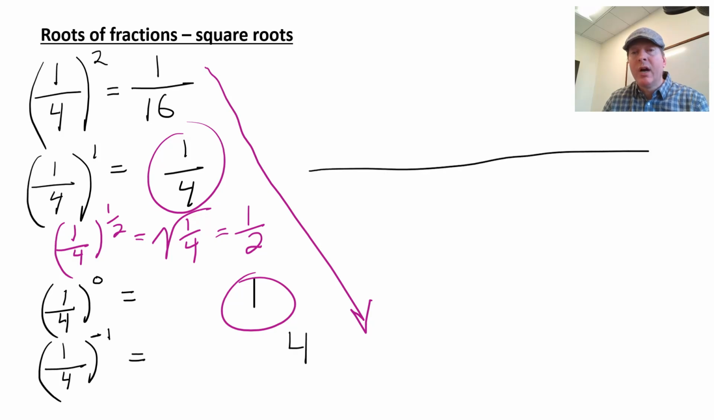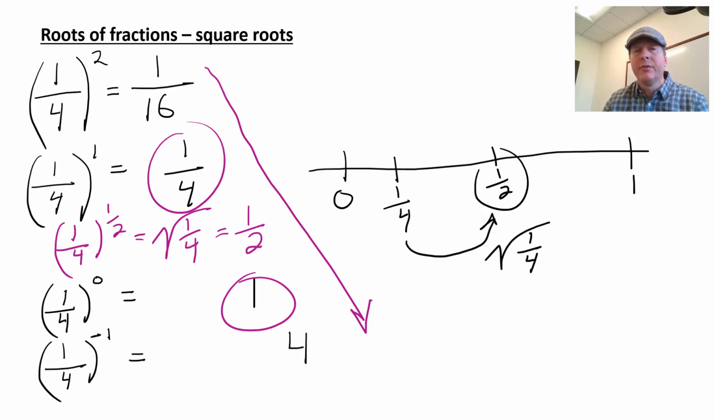If I were to write the number line, this is a really important thing to remember. If I were to write the number line and I put 1/4 in here, so the square root of 1/4, it's not a smaller number, it's a bigger number. The square root of 1/4 is 1/2. So if you take the square root of a fraction, the number gets bigger, not smaller. And when I say bigger, that means what? That means you move to the right on the number line. As you move to the right on the number line, the number gets bigger, not smaller.